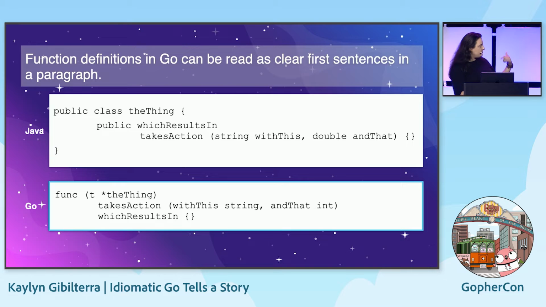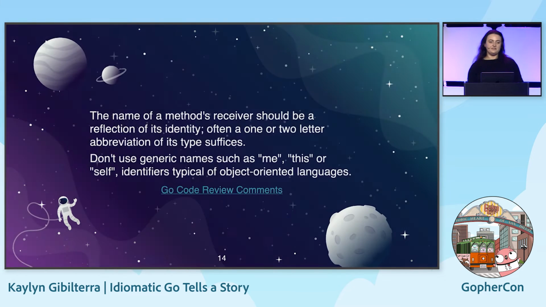In Go, you can read our function definitions almost like a sentence, where you can say the thing is taking this action with this item and that item, which results in X, Y, or Z. That was probably one of my early impressions of Go, like it just felt so clean. It felt so nice. It made me think a lot about how I can use my code in various ways. And there's a couple of details I want to dig into with this.